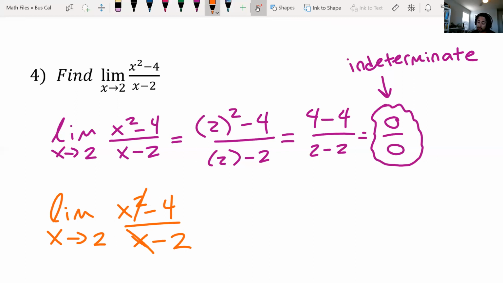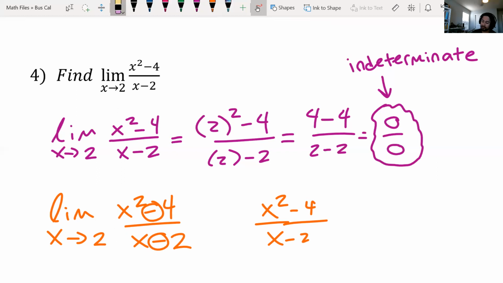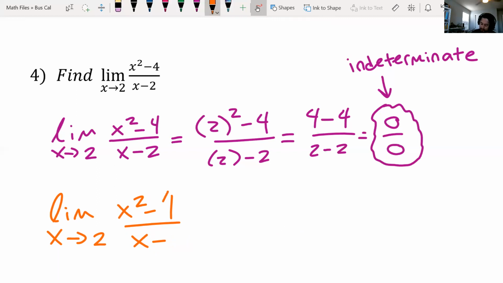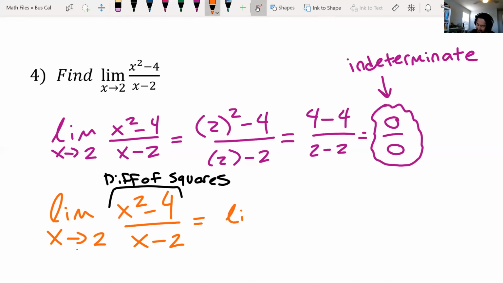Unfortunately, we cannot because the terms are connected by subtraction. So we could do it if it was just x squared over x. We could do it. But since it's x squared minus 4 over x minus 2, we can't cancel like that. So we have to think of one other way to go about it. And like I said, x squared minus 4 is something special. It is a difference of squares. And what could you do to a difference of squares? What's that special F word? You said it. Factor. FOIL's the other way. Factor. What is x squared minus 4 factored to?